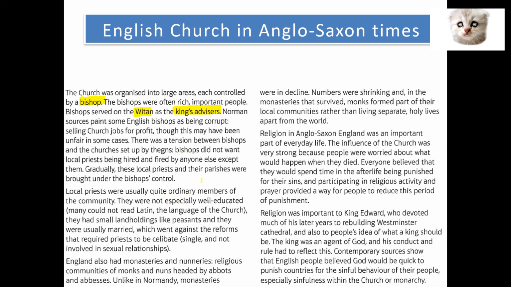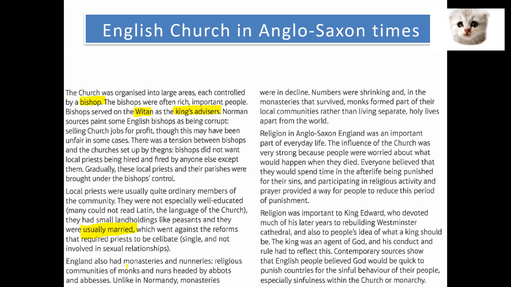Local priests were actually quite poor. They weren't particularly well educated. They might have small land holdings like a peasant. They were usually married. That's quite an unusual feature, because that's something that then gets scrapped by the Normans. It went against the reforms that were happening in Europe, in France and places like that at the time, which required priests to be celibate.